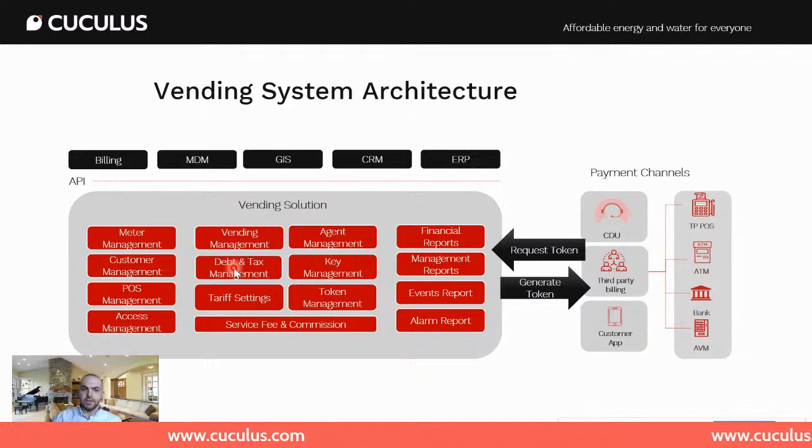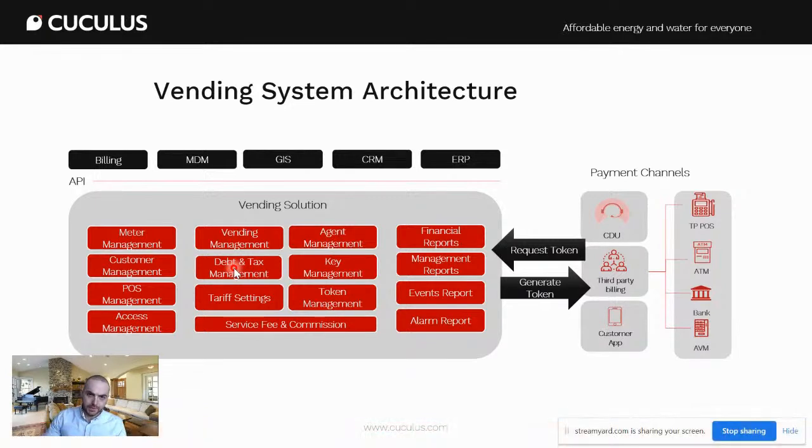We can manage this in our system by, for example, letting them pay this debt by installment. Of course, we can set up the tariff in the system, and also set the service fees and commissions for the agents and the vendors who are selling electricity on behalf of the utility. Agent management, I'm talking about the vendors, okay?